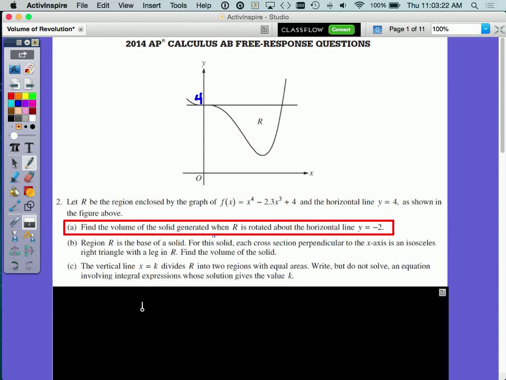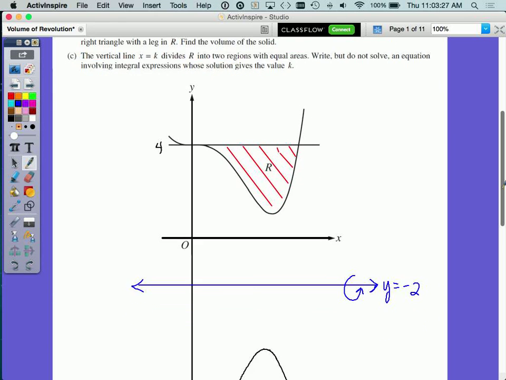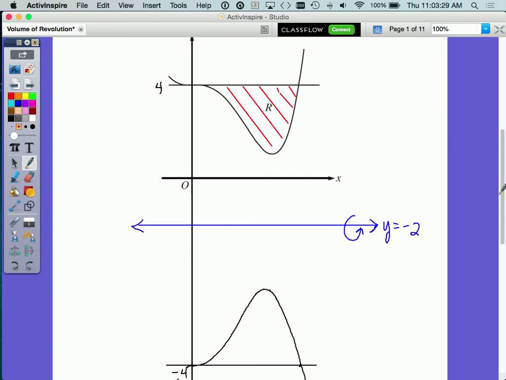So I've already set up part of this. And we see the graph that we were given before with the region R shaded in here, and this region needs to be revolved around this horizontal line y equals -2, which is going to reflect this curve and this line down to here.